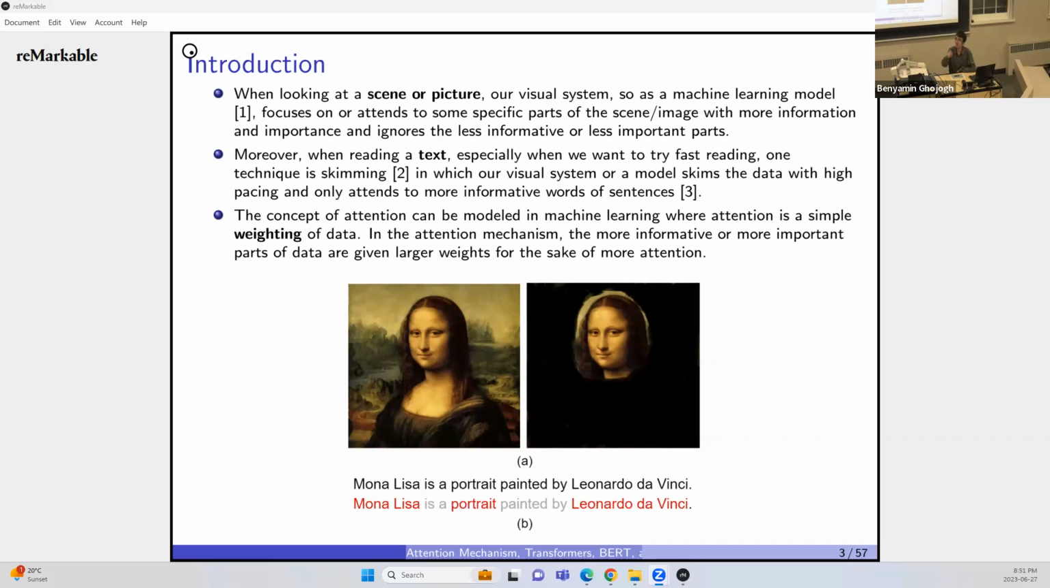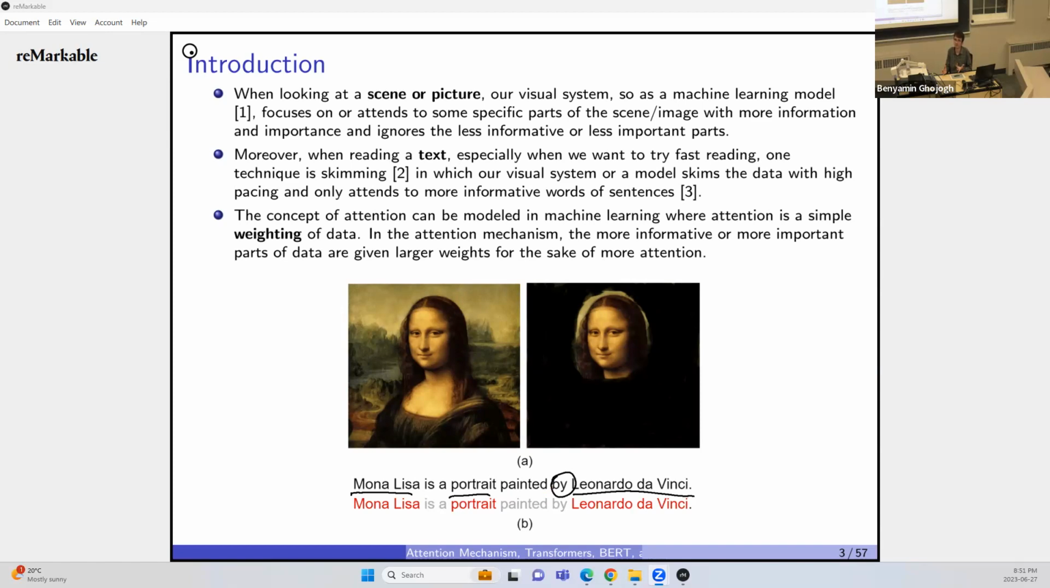That's one. When you read, especially when you're reading fast, one of the techniques for fast reading is what? Skimming, in a way that you attend to more important words. You don't read all of the words, right? So for example, Mona Lisa is a portrait painted by Leonardo da Vinci. So Mona Lisa, portrait, Leonardo da Vinci, these are important. Is, a, maybe painted, these are not that important, okay? So for fast reading, you just attend to some words more.